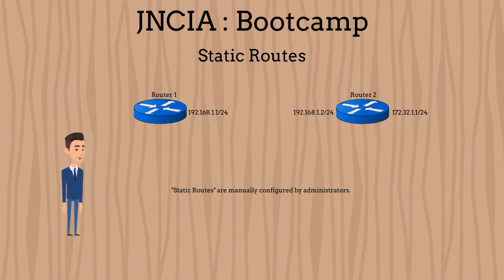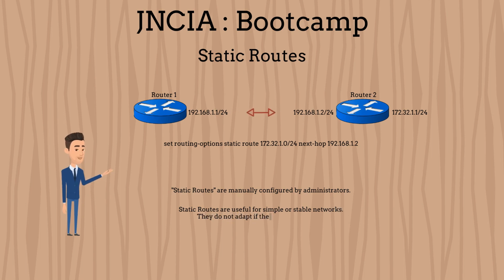At the Junos CLI in configuration mode, we type set routing-options static route 172.32.1.0/24 next-hop 192.168.1.2. The next hop being the interface that router 1 does know about on router 2. Static routes are useful for simple or stable networks. However, they do not adapt if the network changes.